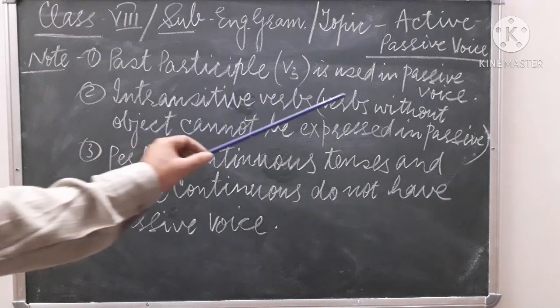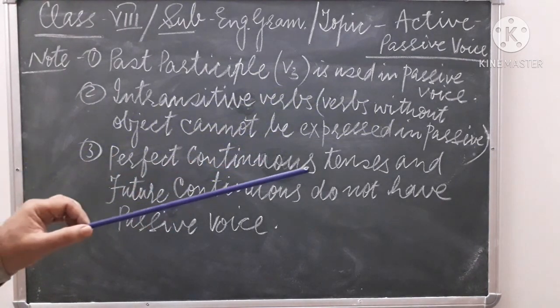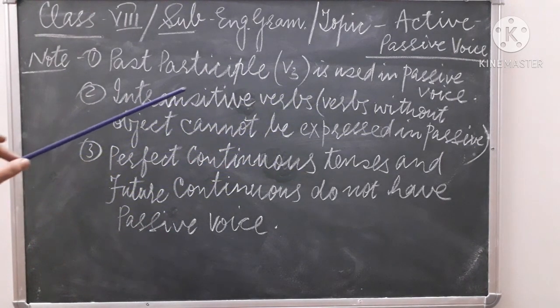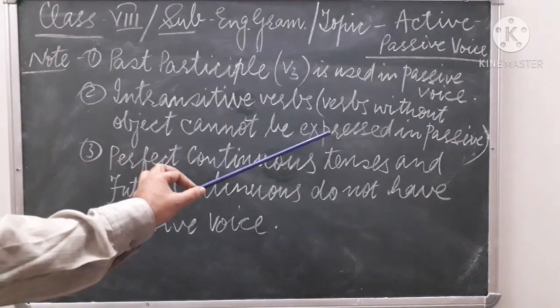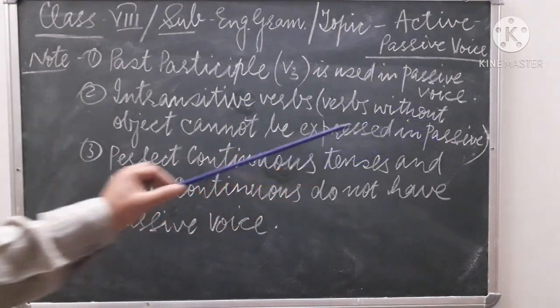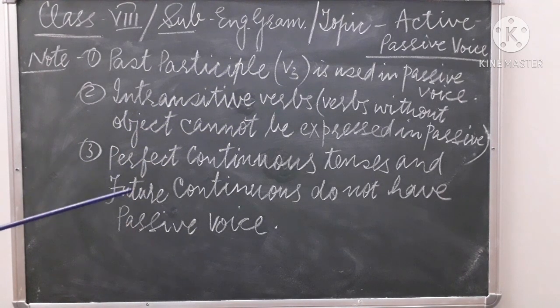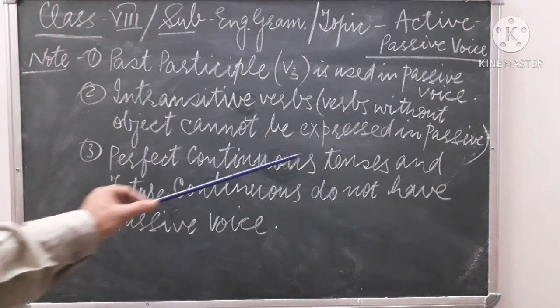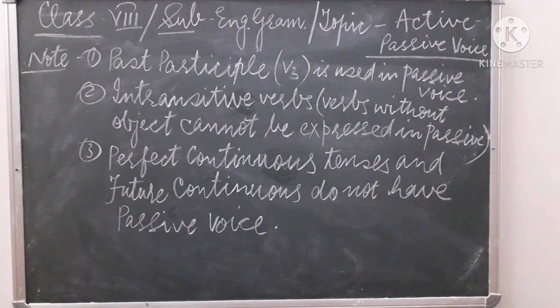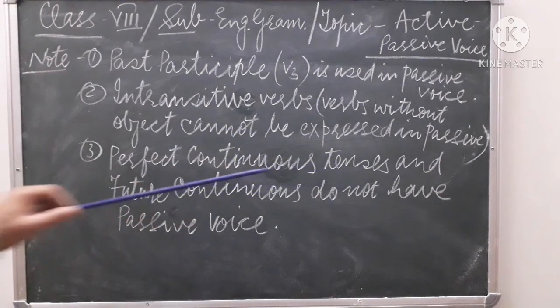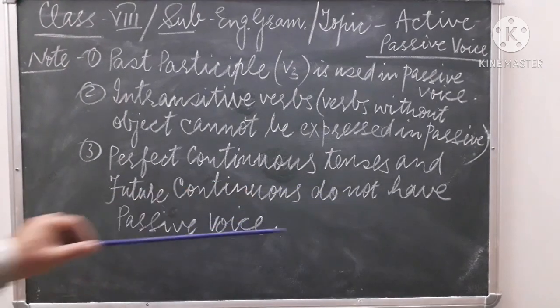Intransitive verbs means verbs without object. So we always express passive construction of which verb? Of transitive only. Intransitive verbs cannot be converted into passive. Now, number three, perfect continuous tenses. It means present perfect continuous, past perfect continuous, and future perfect continuous, and future continuous do not have passive voice.